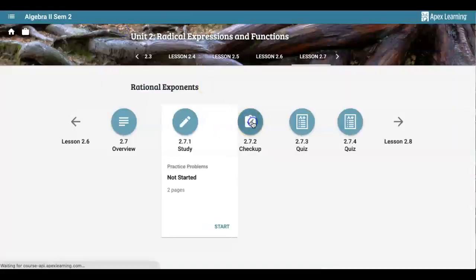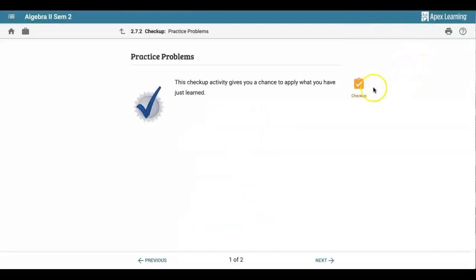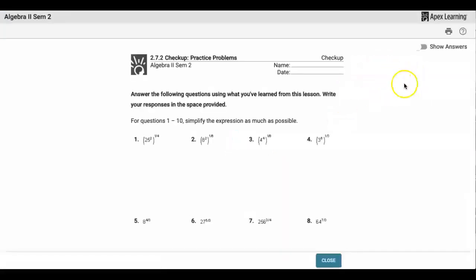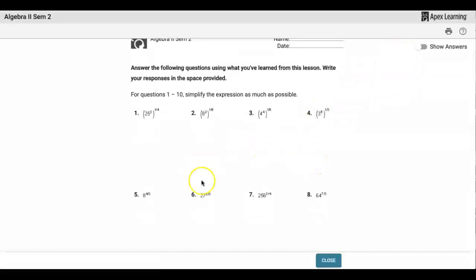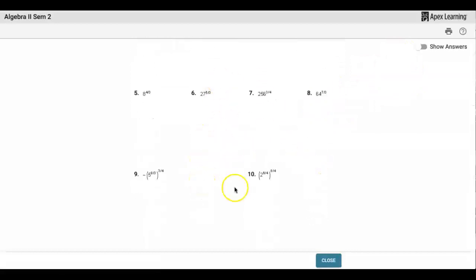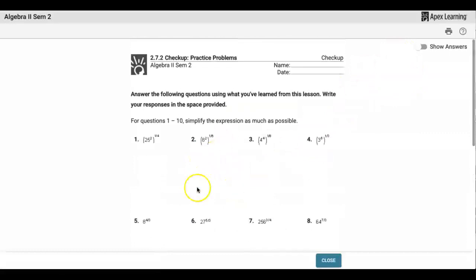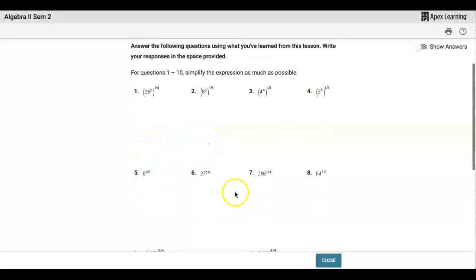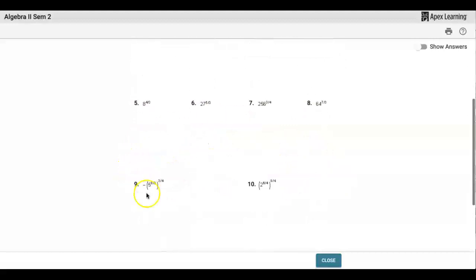So then looking finally here, we have our checkup. All right, so our checkup is going to be a lot more practice problems for us. All right, again, just simplifying the expression using either method. So either taking it as you see it here, so taking 25 squared and then taking the 4th root of it, or getting to decide for yourself.